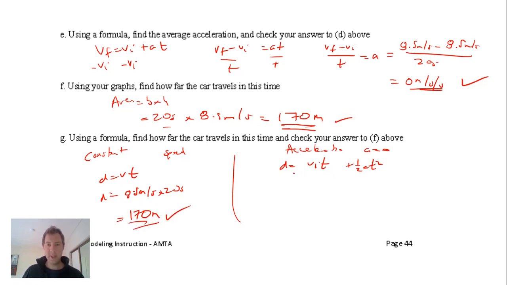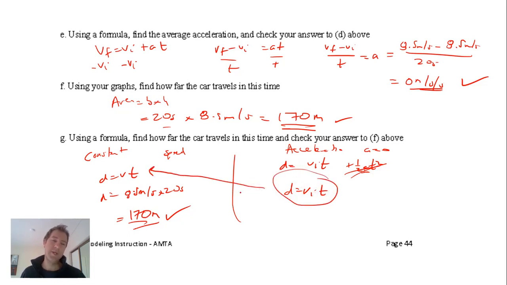If I was to use this formula, I can use it in this case because I know acceleration is 0. So 0 times a half times t squared is 0. If I get rid of that, I just have distance equals initial velocity times time. That is the same as that, so I'll get the same answer.